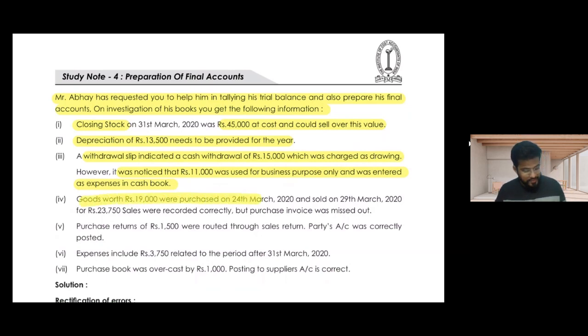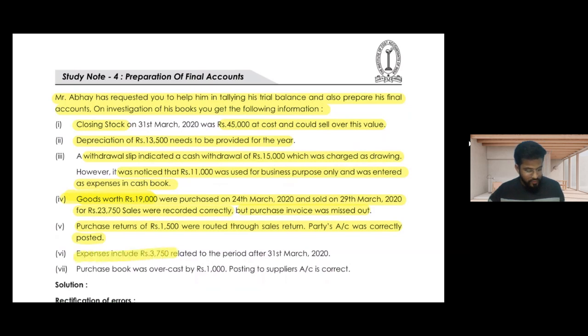Goods worth rupees 19,000 were purchased on 24th of March and sold on 29th of March for 23,750 and were recorded correctly, but the purchase invoice was missed out. So they have missed out the purchase invoices of 19,000 rupees goods. Okay. Purchase return of 1,500 were routed through sales return account. Party account was correctly posted. So the other part of the entry was incorrect. One part was correct. So you need to correct it.